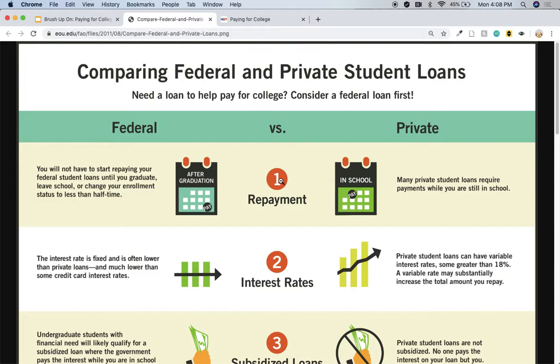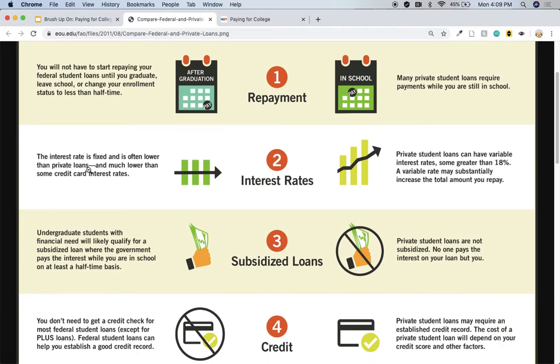And there are just a lot of key differentiators between federal and private student loans that are displayed in this infographic. I'm not going to go into every single one in detail, but the main things to note are that repayment and interest rates are different. Obviously, interest rates for federal student loans are usually going to be fixed and lower. With private student loans, sometimes those interest rates can be insane, like 18%. I've seen even higher. So private student loans can definitely take a much worse toll on students' student loan debt.